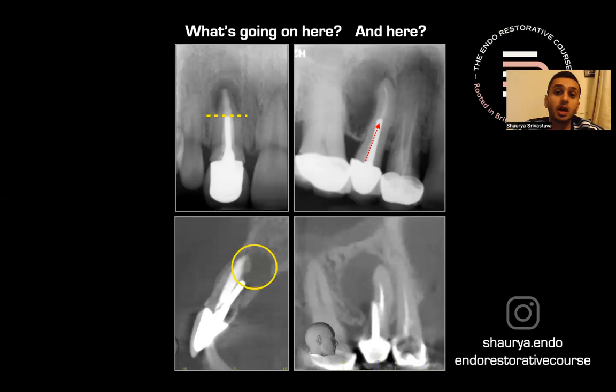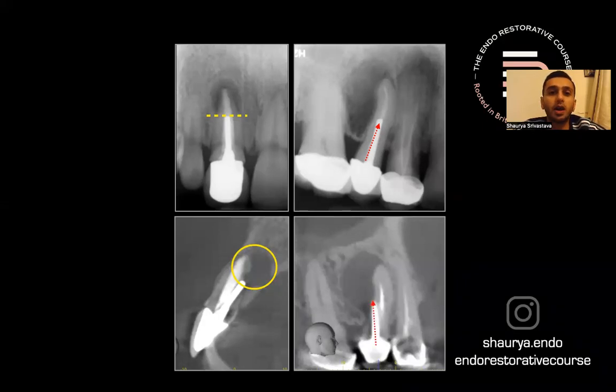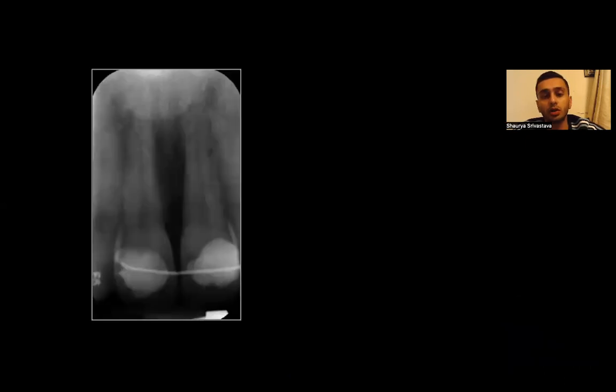There were no probing depths, but if you don't suspect it, if you don't know enough, you will never be able to refer for a scan. So this is a very good indication as to why CBCTs, because you would have never had this indication had you just relied on 2D radiology. Okay, and this is the last one.